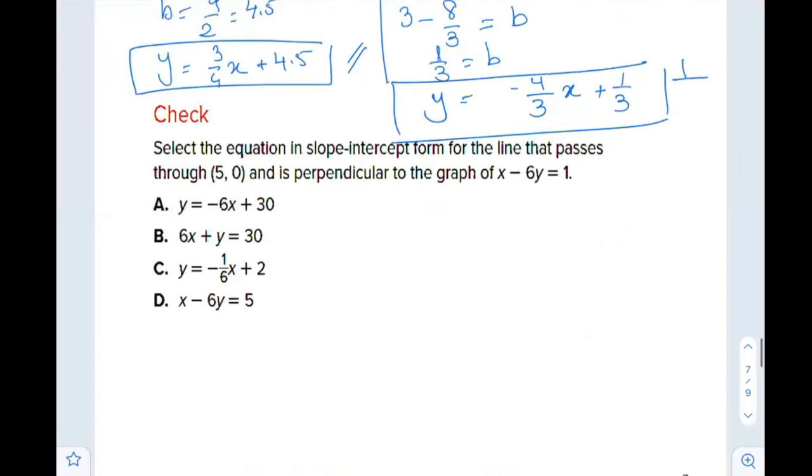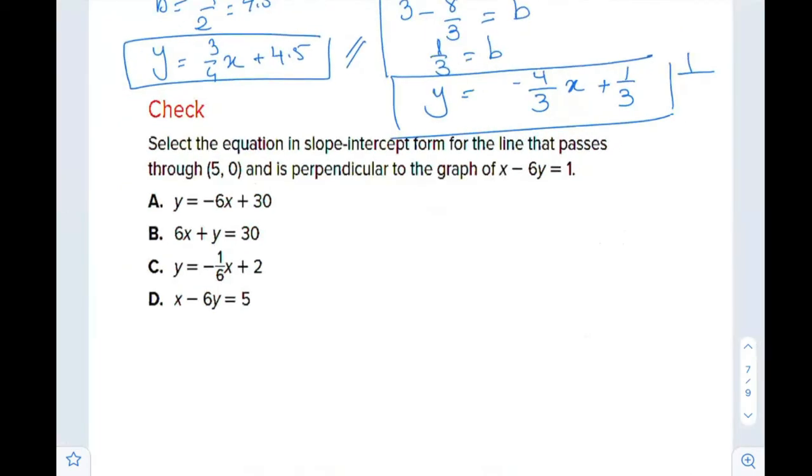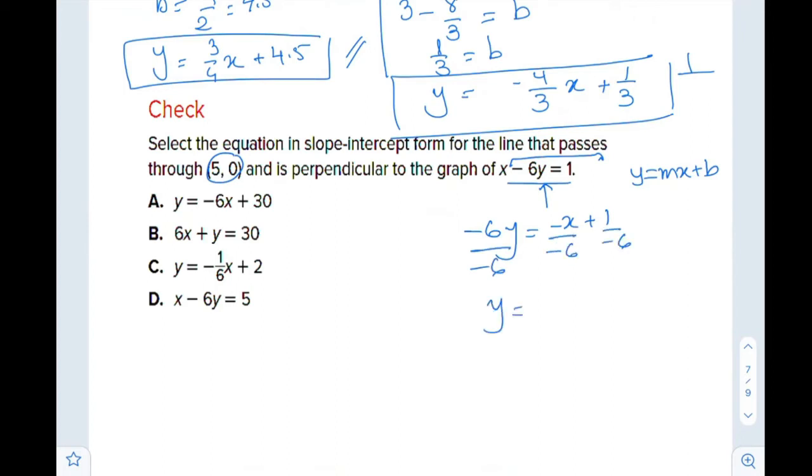Select the equation in slope-intercept form for the line that is passing through 5, 0 and is perpendicular to the graph of this one. So from here, we need to rewrite the equation in the form y equals mx plus b. So let's take the x there. And now we need y alone. So I will divide everything by negative 6. So my y is negative, negative with negative, you get 1 over 6x, negative 1 over 6. So this is the slope given.